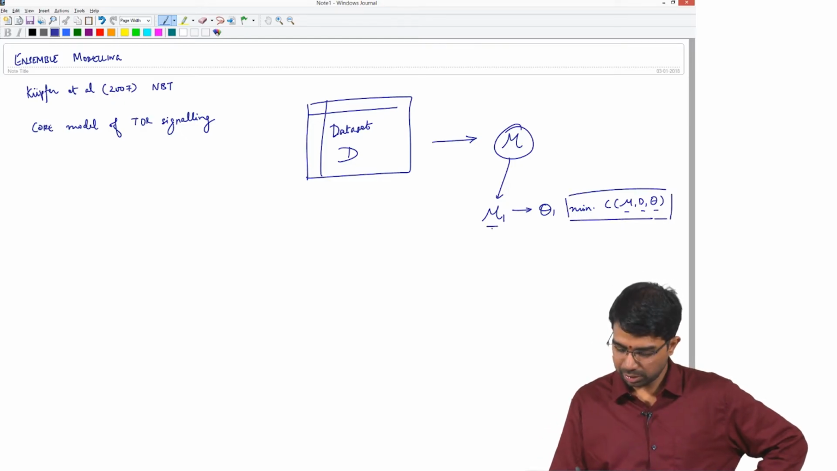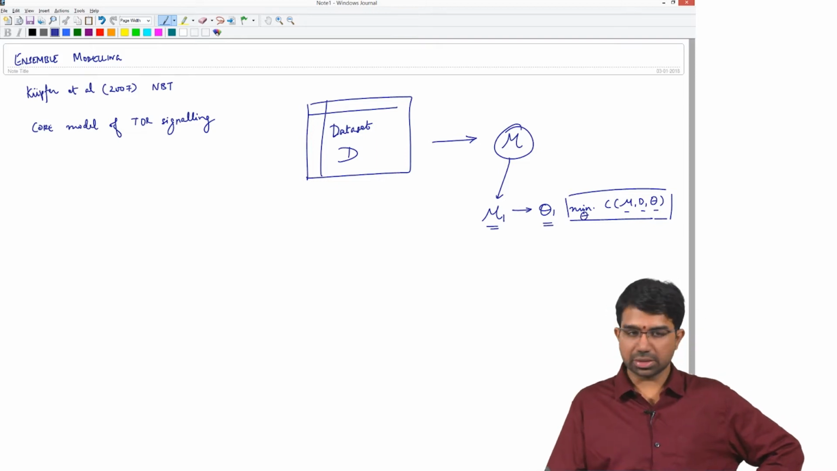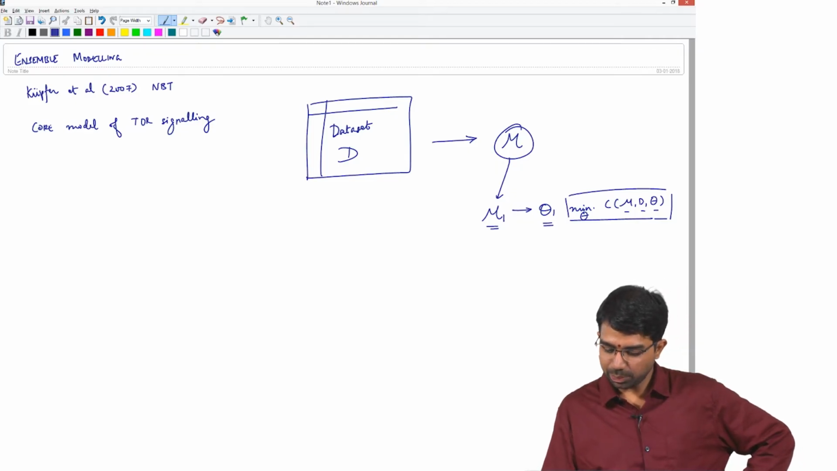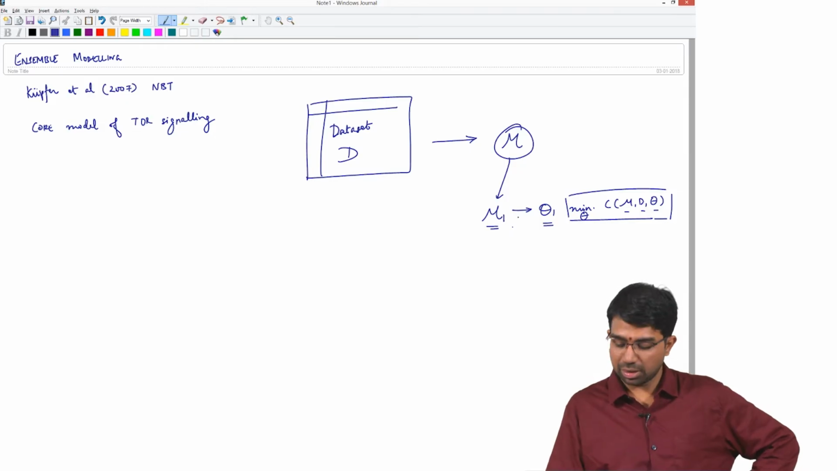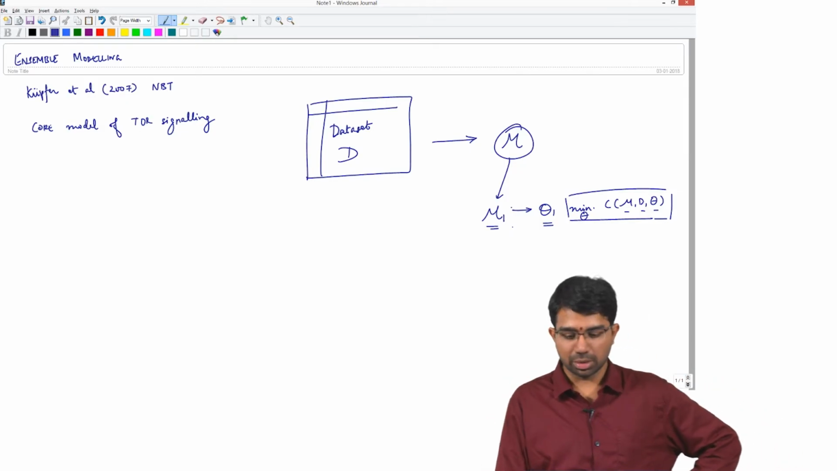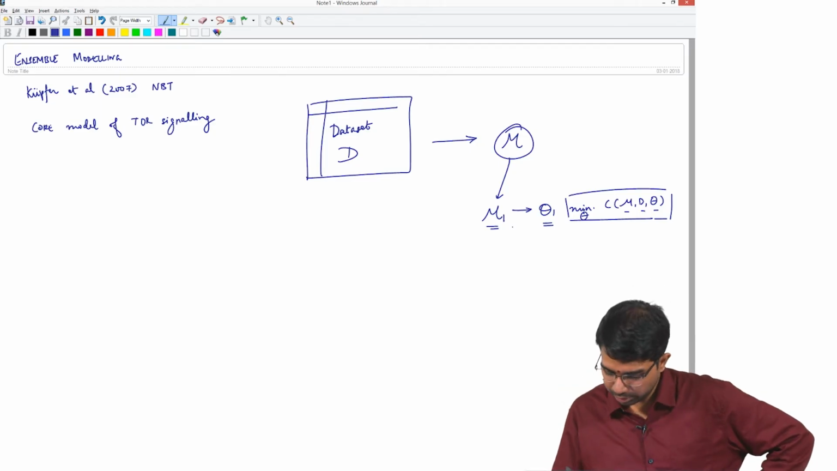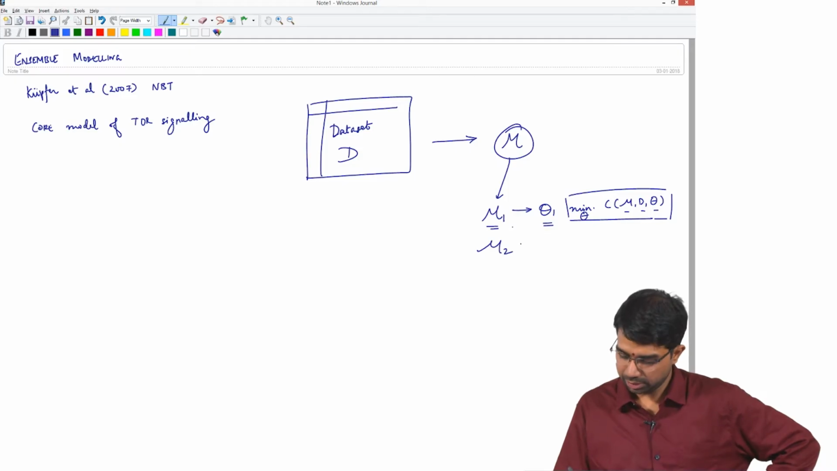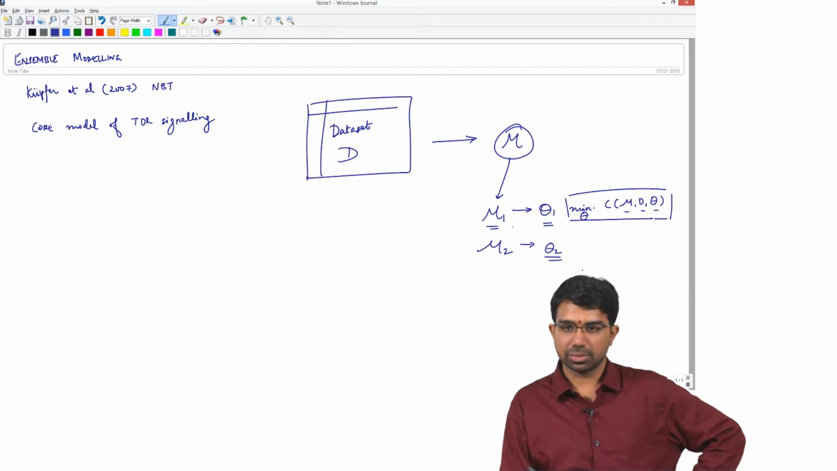So, can you minimize this cost function and find a parameter set? What is the theta that minimizes this cost function? And so, this would be the value of theta that we need to employ in the model. Now what about model 2? You get another theta 2 such that you minimize the cost function.